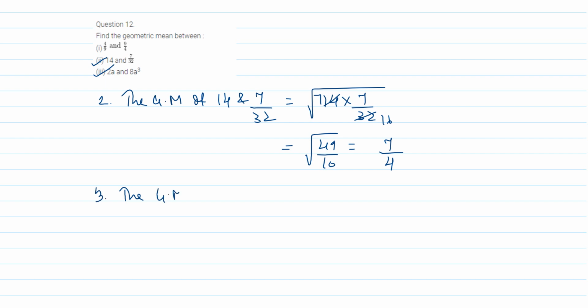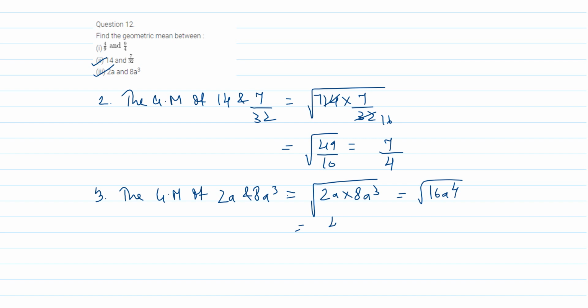Similarly, you'll be having the GM of 2a and 8a cube will be equal to root of 2a into 8a cube, that is equal to root of 16a^4. That will give you 4a square.